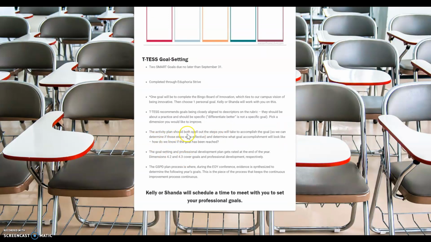The activity should both spell out the steps you will take to accomplish the goal so we can determine if those steps were effective and determine what goal accomplishment will look like. And then the goal setting and professional development plan, it'll get rated at the end of the year. That's in dimensions 4.2 and 4.3. And so we'll cover that in your summative.